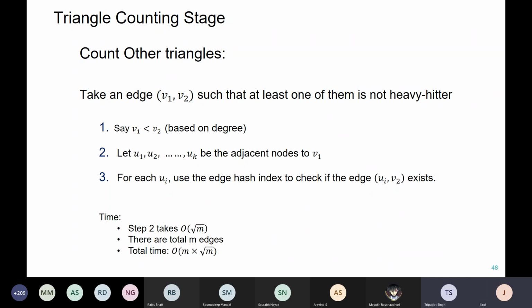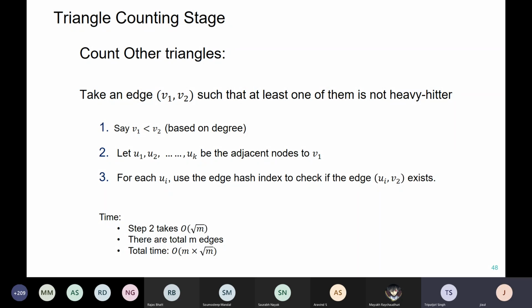Okay. So in this case, we use a separate strategy than what we have done before. You take an edge B1 and B2, because for triangles you need to have 3 nodes, and then you can take another node. So B1, B2 such that at least one of them is non-heavy hitter. Okay. And then you can order these nodes B1 and B2 based on degree. For example, B2 has a higher degree than B1.